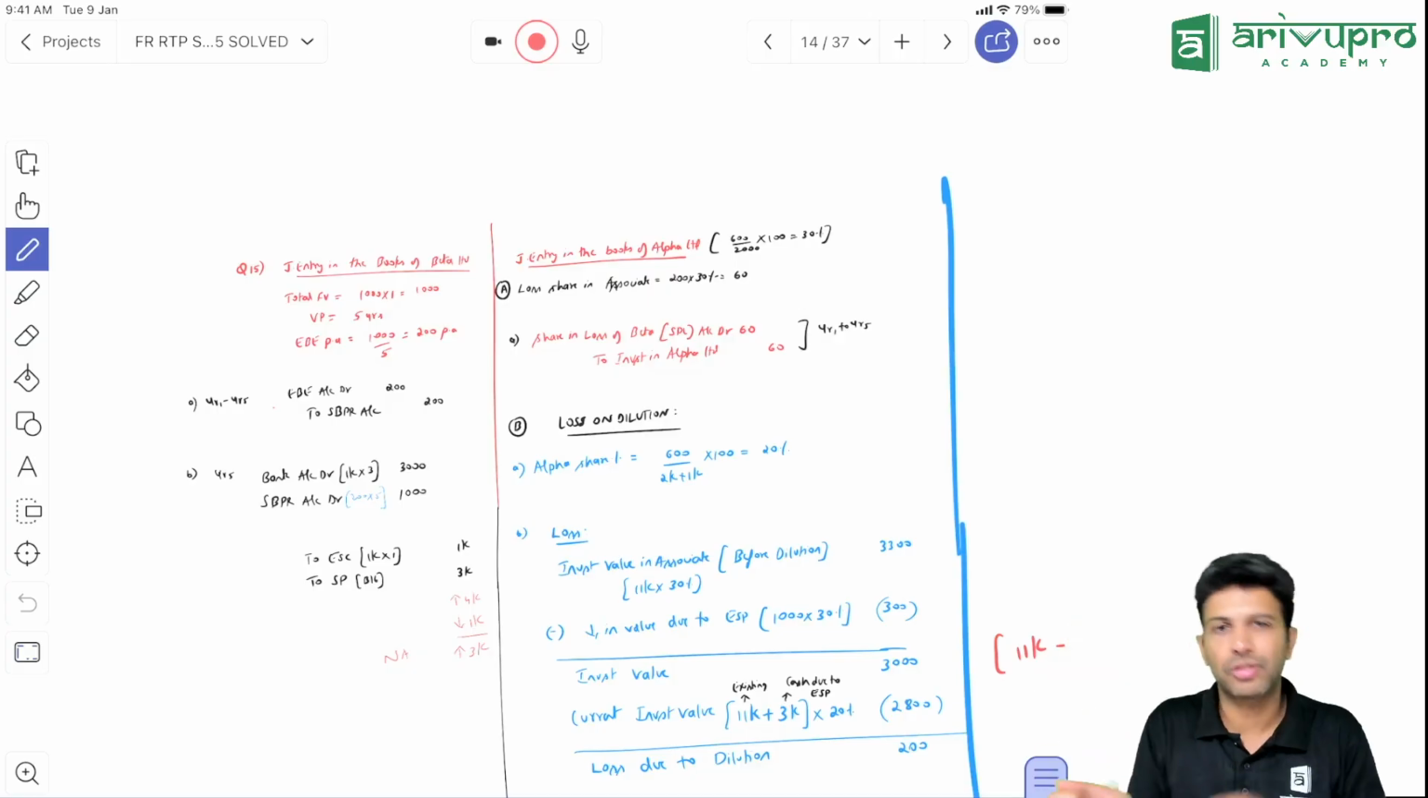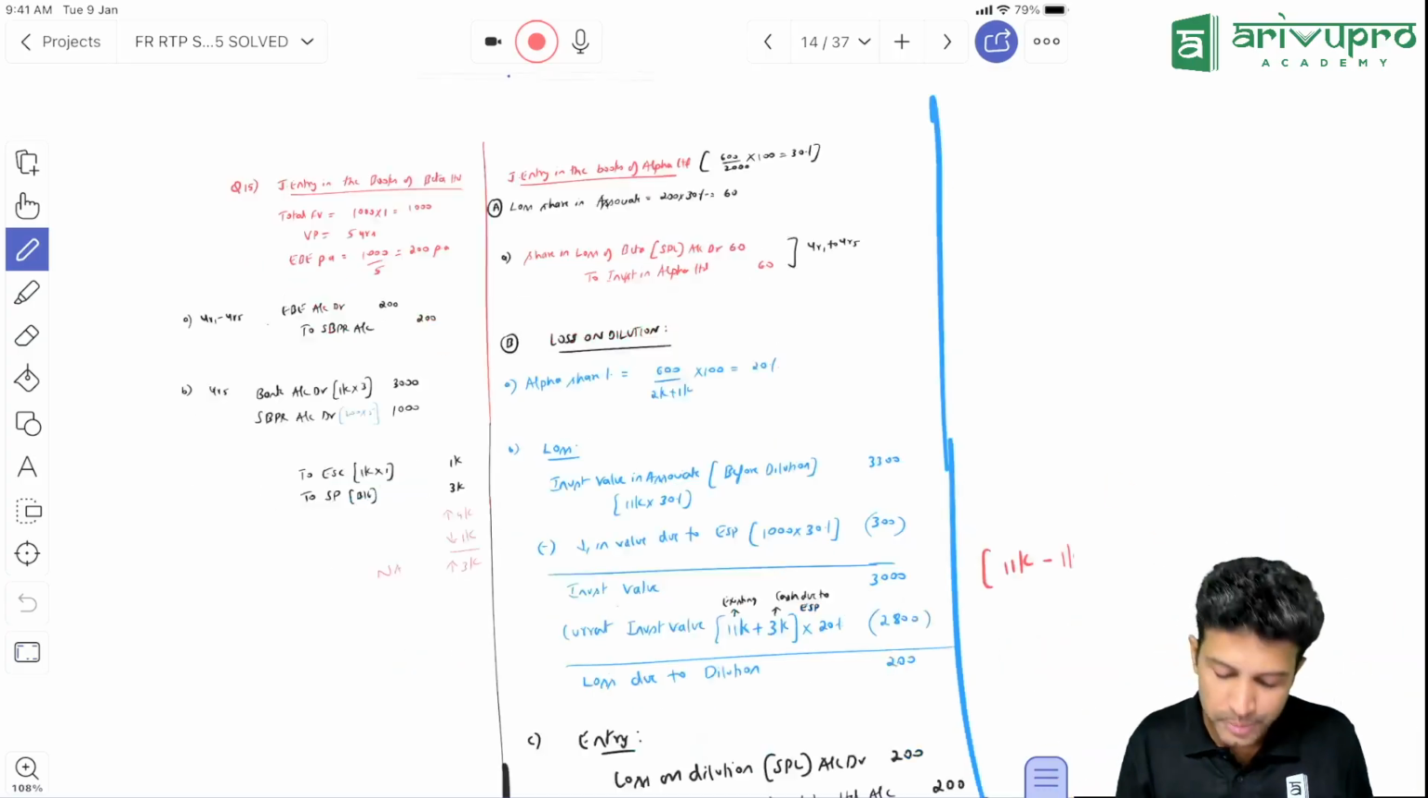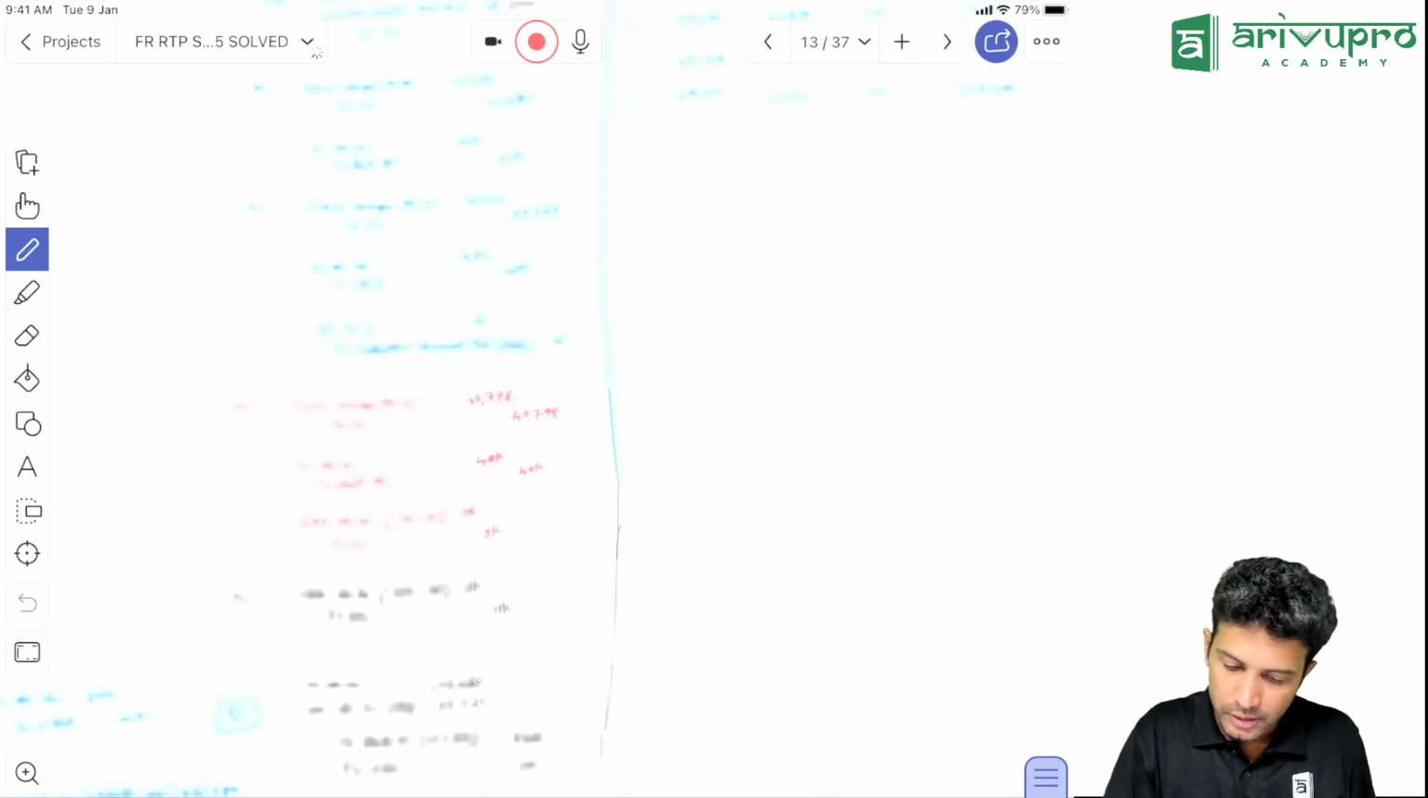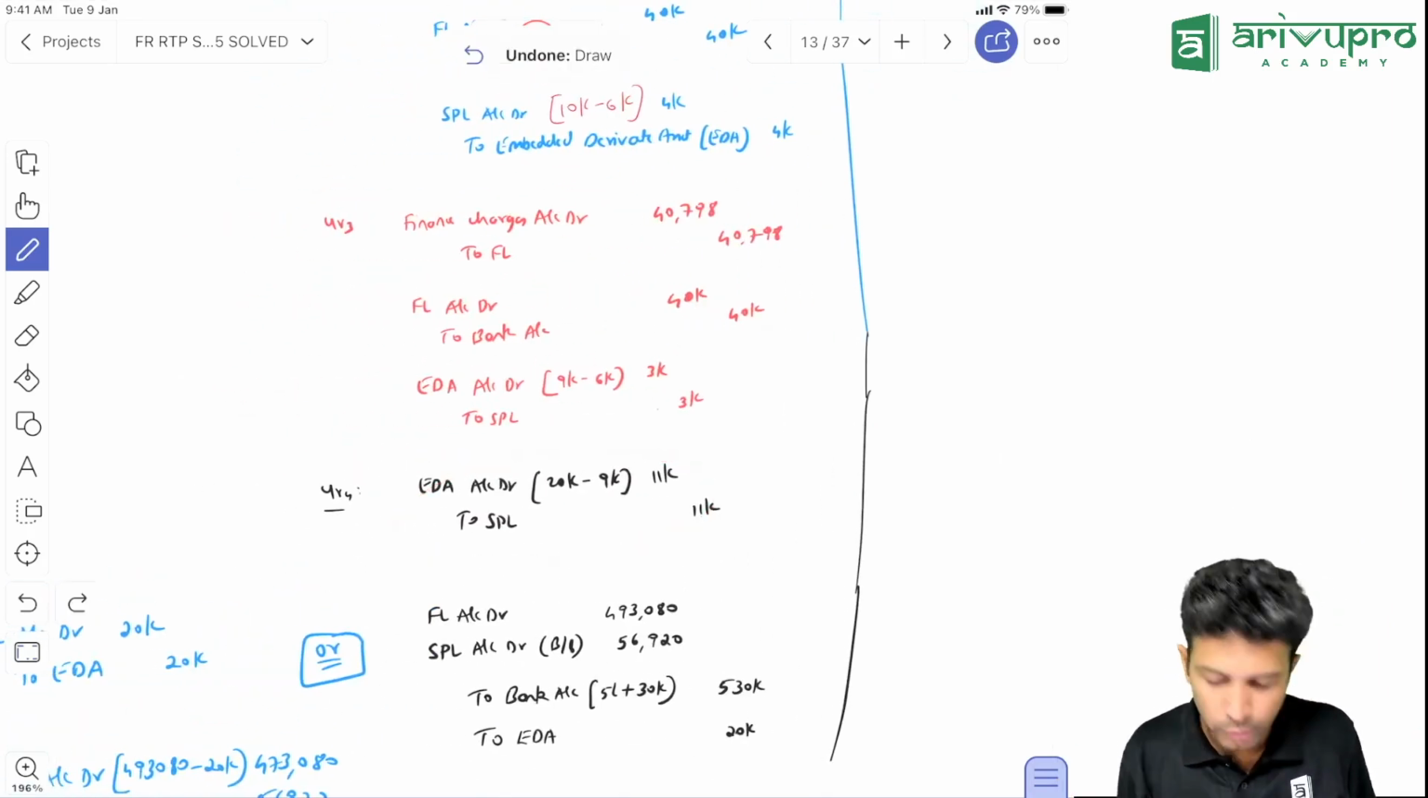So you'll have to increase it. So embedded derivative asset account debit to SPL 11,000. Pass that. Passed. Here done. So this is for fourth year you will pass.